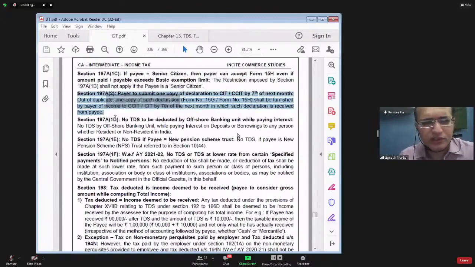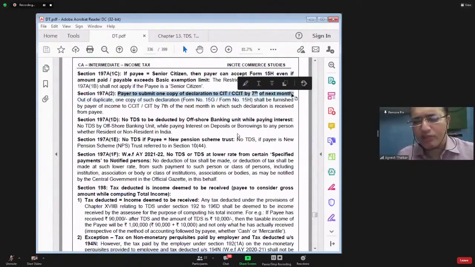Next point says the payer has now received the copy of form number 15G and form number 15H. The payee has submitted form number 15G and 15H to the payer. One copy of form 15G, form 15H, the payer has to submit to the CIT office or CCIT office by the 7th day of next month.